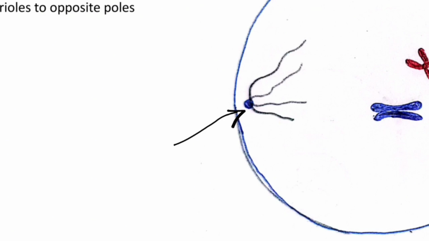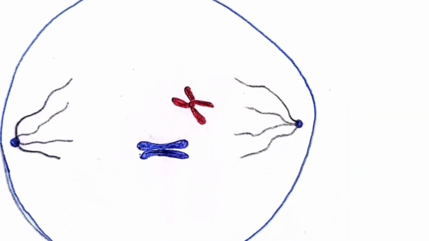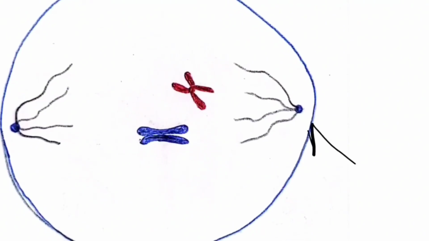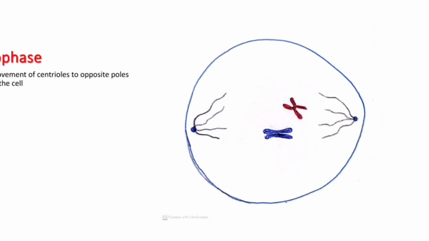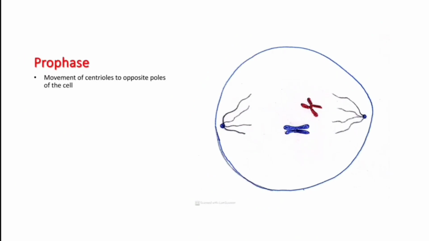So we've got another one on the other side. That's the other centriole there. So what will happen is the movement of centrioles to opposite poles of the cell. The centrioles are going to move to the opposite poles of the cell. That's what happens in the prophase.